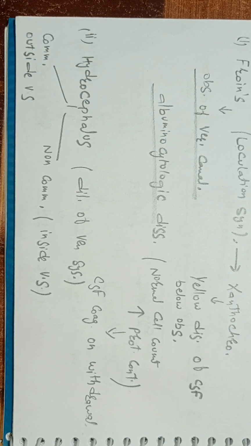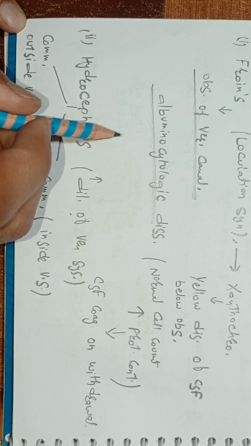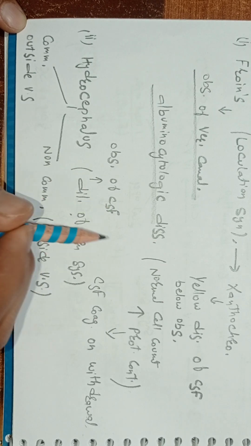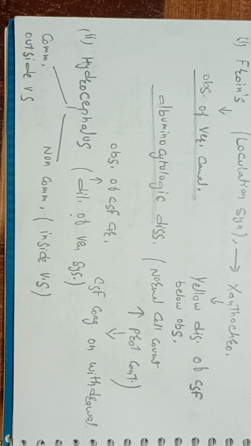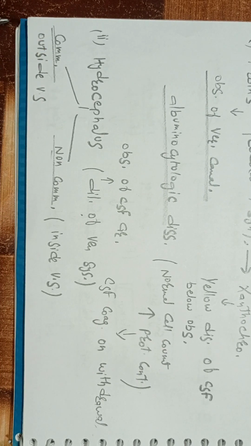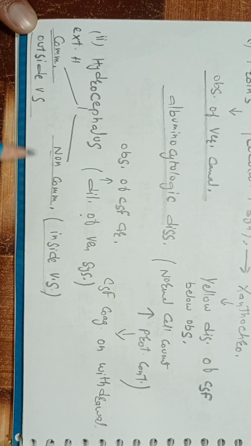Clearly, so this is about hydrocephalus. What is hydrocephalus? It is the dilation of the ventricular system. Why is the ventricular system dilated? It occurs because of obstruction of CSF circulation, because of tumor or other causes. Hydrocephalus can be of two types: communicating or non-communicating. Communicating hydrocephalus is when the obstruction is outside the ventricular system. Non-communicating hydrocephalus is when the obstruction is inside the ventricular system. Communicating hydrocephalus is also called external hydrocephalus, while non-communicating hydrocephalus is also known as internal hydrocephalus. Clearly, so this completes our CSF topic.